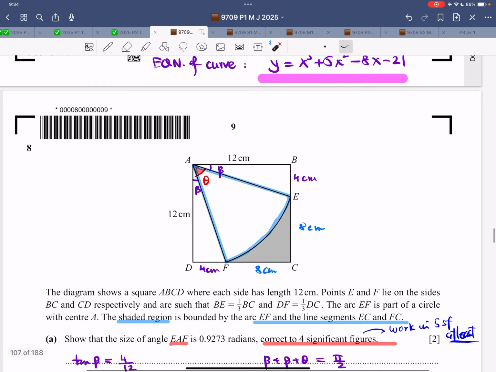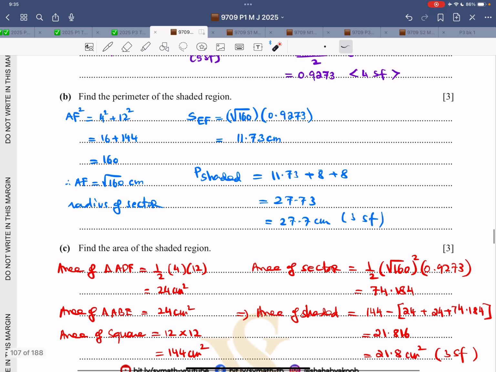Find the perimeter of the shaded region. The perimeter should be FC, which is 8, EC, which is 8, plus this arc length based upon this, and this is the radius. In order to find this radius, use Pythagoras theorem based upon this right angle triangle. AF squared is 4 squared plus 12 squared, that is root 160, which is the radius of the sector. Arc length is radius times theta, using the 4SF value, that is 11.73. Perimeter is arc length plus 8 and 8, and you get this answer.